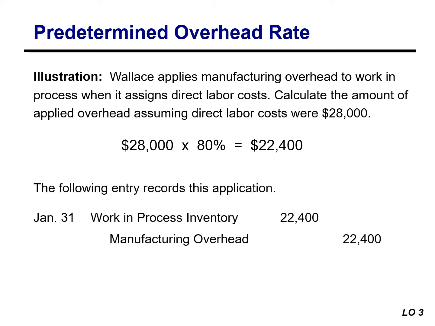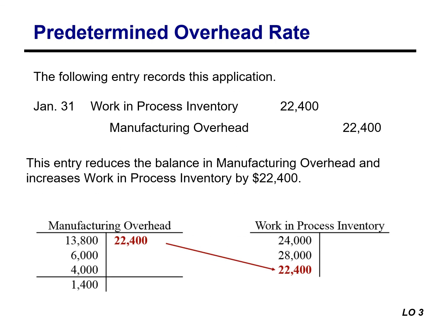The following journal entry assigns manufacturing overhead to the work-in-process inventory. You simply debit work-in-process inventory for $22,400 and credit manufacturing overhead for the same amount. This journal entry reduces the balance in manufacturing overhead and increases the work-in-process inventory by $22,400.